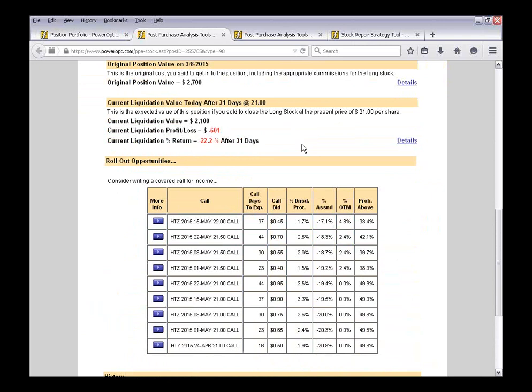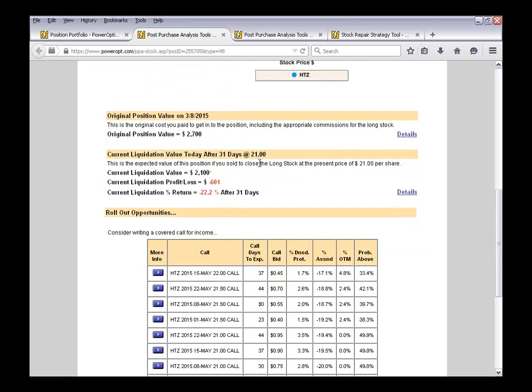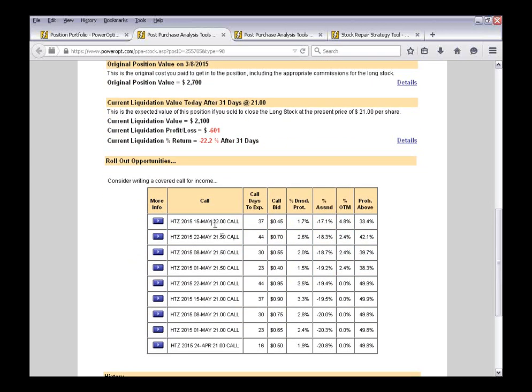Hertz does pay a dividend still, I believe, so we've got some of that coming, but it's not going to counter our 22% loss. With the stock at roughly $21 right now, we've got a $6 loss. We know that selling the at-the-money, maybe 22 or 21.50, we're not going to see $6 in premium. Even if I go out to January 2017, I'm not going to see $6 in premium, unfortunately.